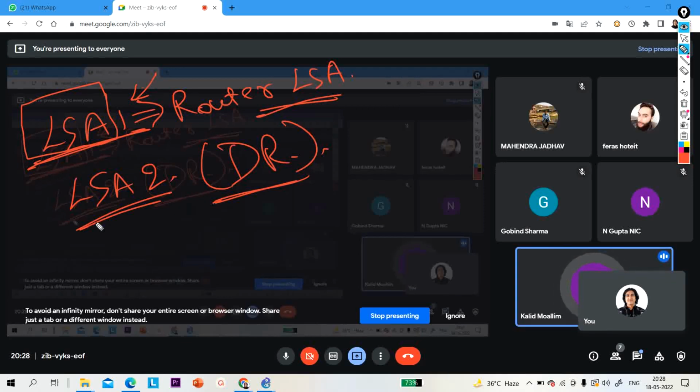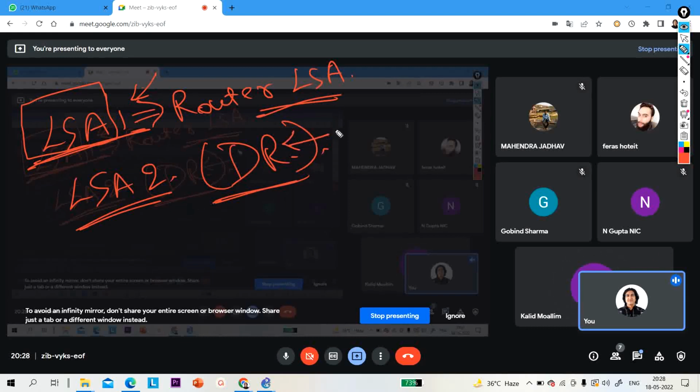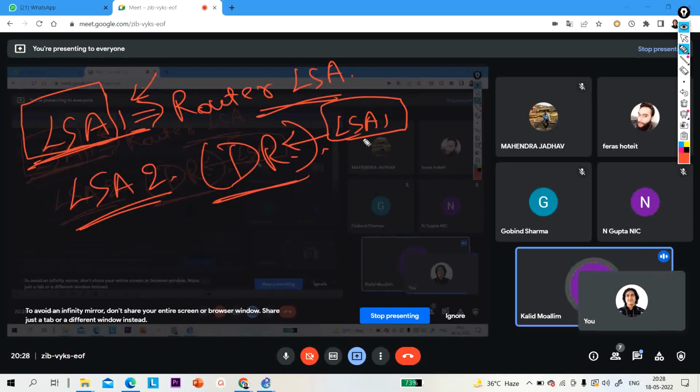Update all connected routers, yes, the attached routers in that segment, right? That's it. Okay, now tell me, will the DR generate LSA 1 also? Will the DR router generate LSA 1? I think its own LSA1 should be generated. Yes, the DR router will also generate LSA 1.